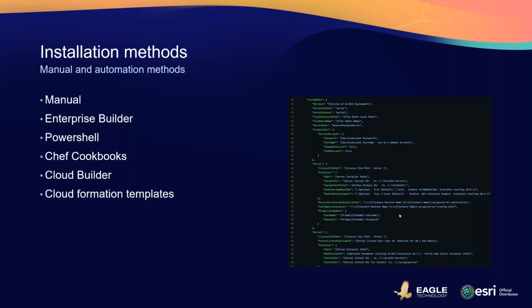The Chef cookbooks. If you're familiar with using Chef cookbooks for deployment automation, there is an Esri GitHub dedicated to these. It's similar to the PowerShell DSC GitHub. It includes templates and tutorials to help you get started. There's a Cloud Builder, which is a similar tool to Enterprise Builder. There's a separate one for both AWS and Azure. Very helpful tool that can also deploy some of your underlying infrastructure, as well as the software.